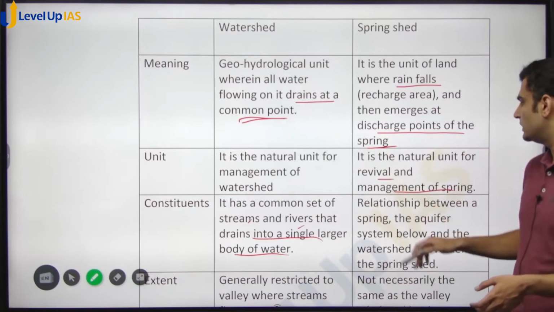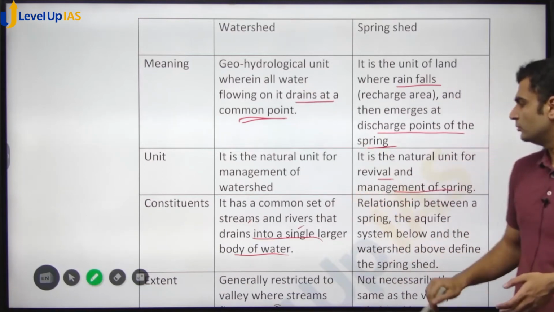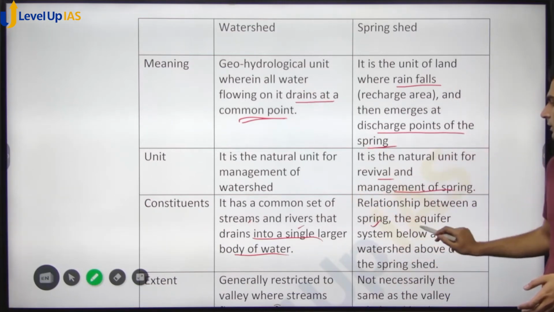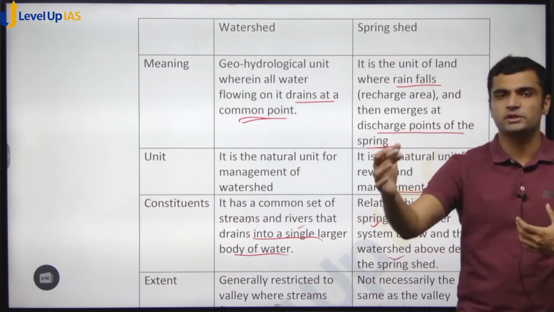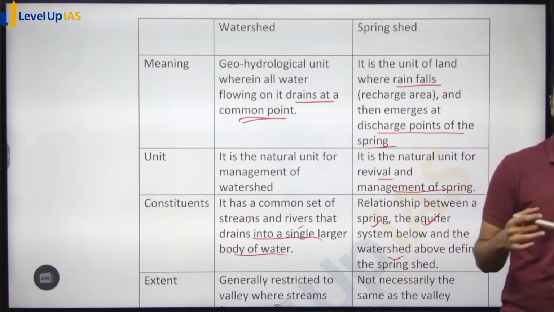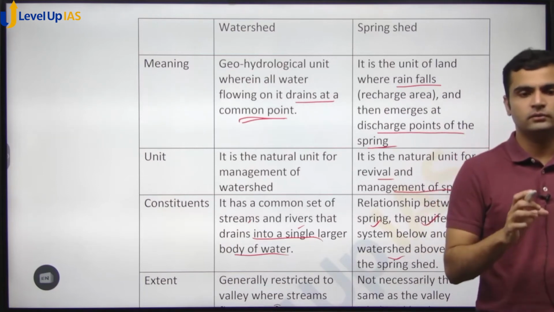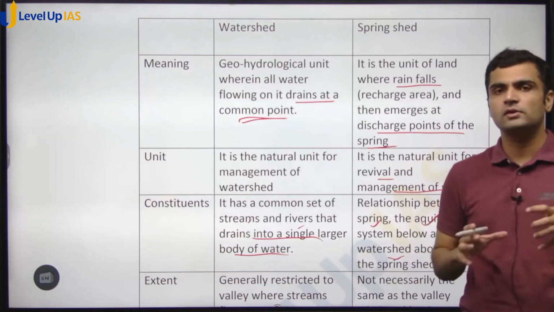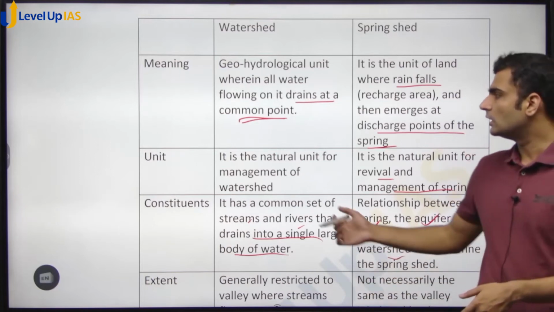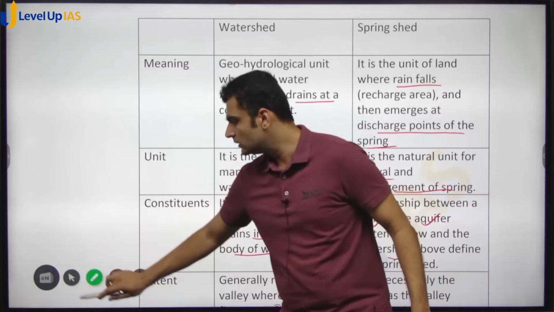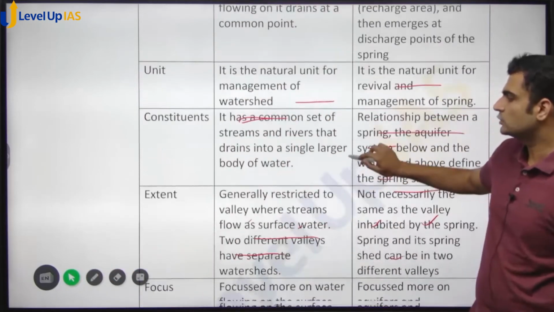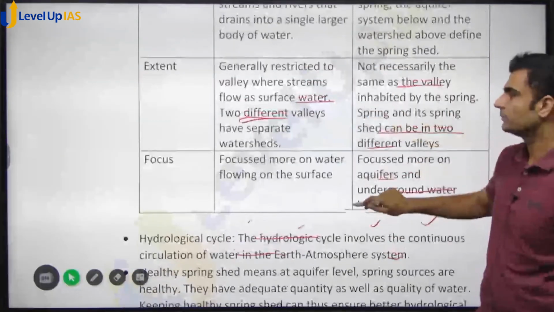But in spring shed, it is a relationship between the spring, the aquifer system below the spring, and the watershed above the spring shed or above the aquifer. The entire relationship between all these constituents is what defines spring shed. So you can already see that this is a wider concept, or an aquifer level concept.